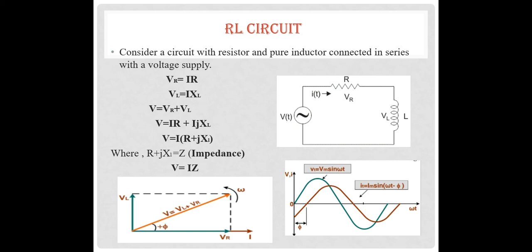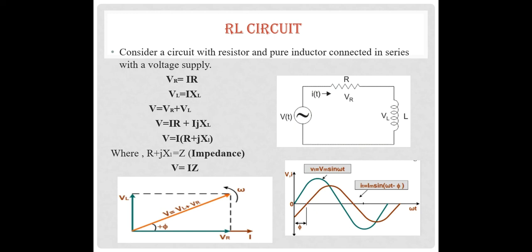Here we can see the phasor diagram. Due to the presence of the inductor, in a purely inductive circuit we saw that the current lags the voltage by 90 degrees. In the sinusoidal waveform we can see that the current is lagging the voltage by an angle phi, and that phi is 90 degrees.